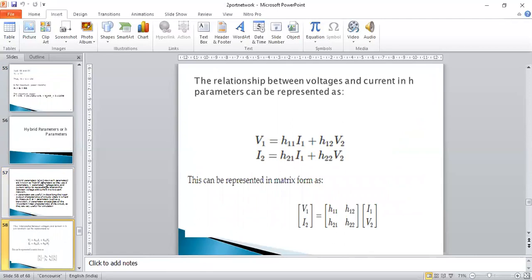The relation between the voltage and current in H parameters can be represented as the principal equation we have written. V1 is equal to H11 I1 plus H12 V2, and I2 is equal to H21 I1 plus H22 V2. This can be represented in 2 by 2 matrix form, which is given below in the circuit.